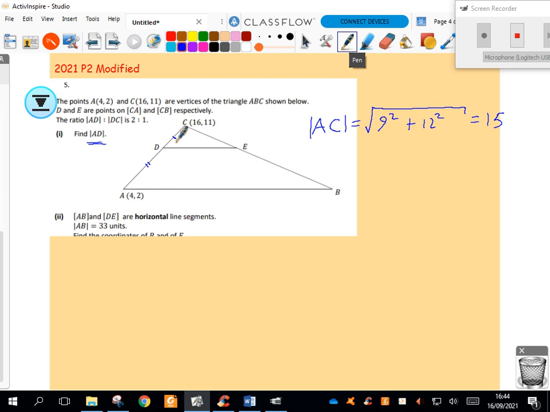We have to divide it in the ratio 2:1. That's 3 parts in that ratio altogether. Each part will be 5, which means this first line segment, which is 2 parts, will be 10. And that second line segment up there will be 5. So the distance from A to D will be 10 units.